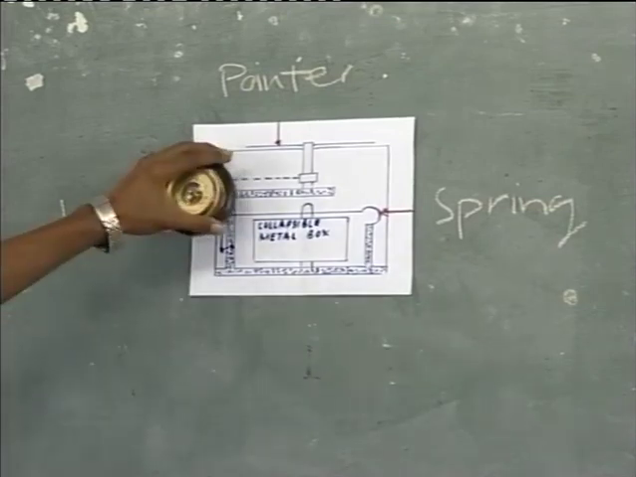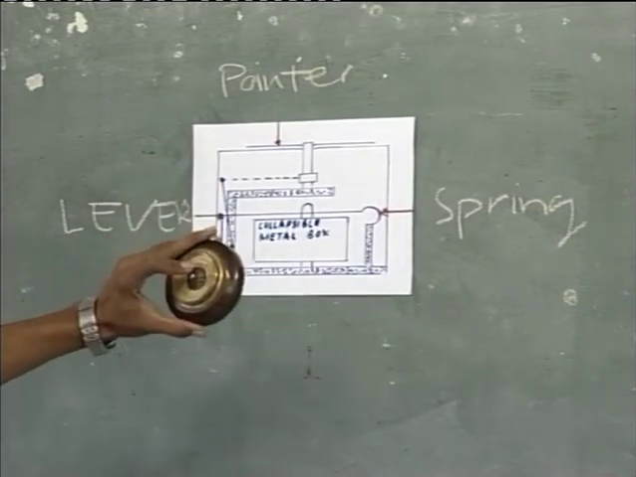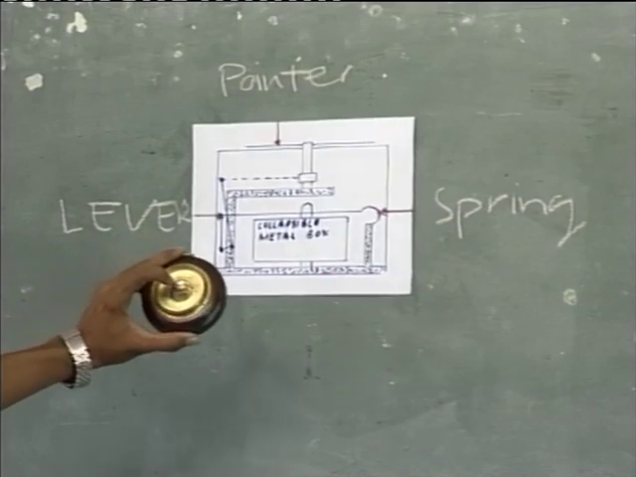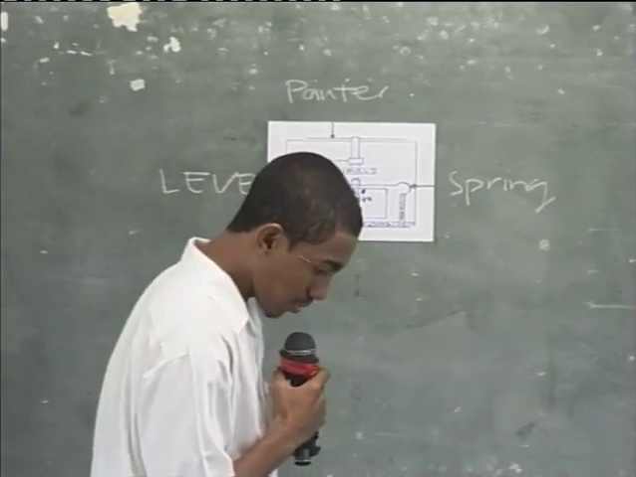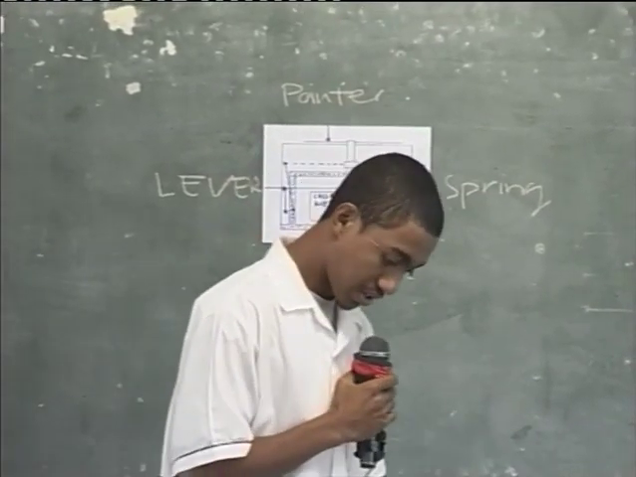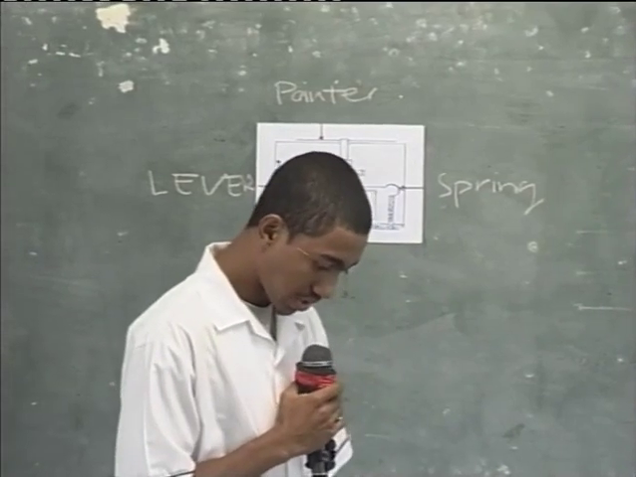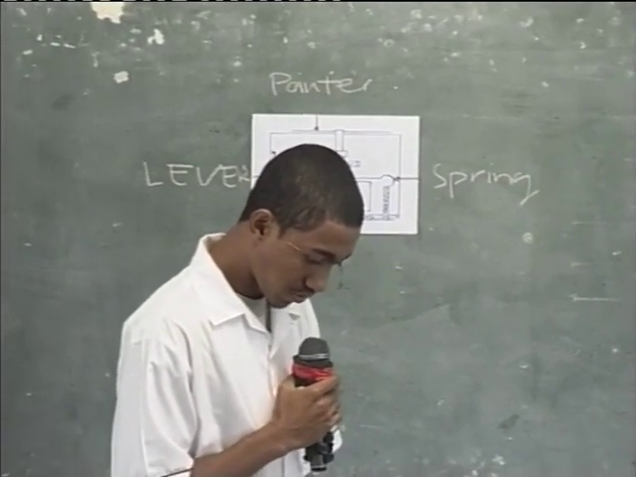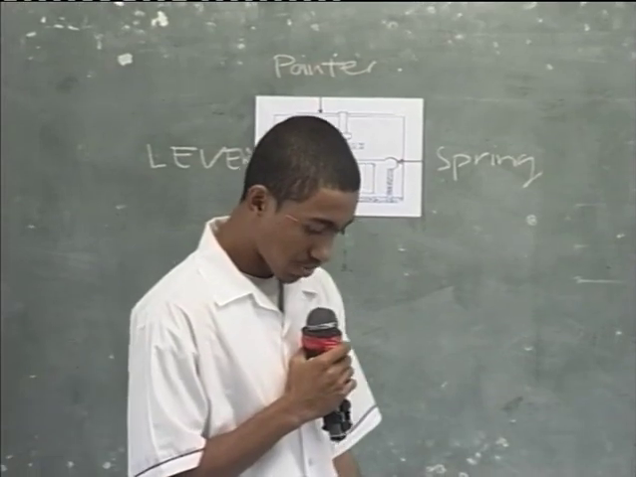On the face over here, there are two pointers. One pointer on the face of the barometer indicates the current pressure, and the other pointer shows the former pressure before the pointer was adjusted.